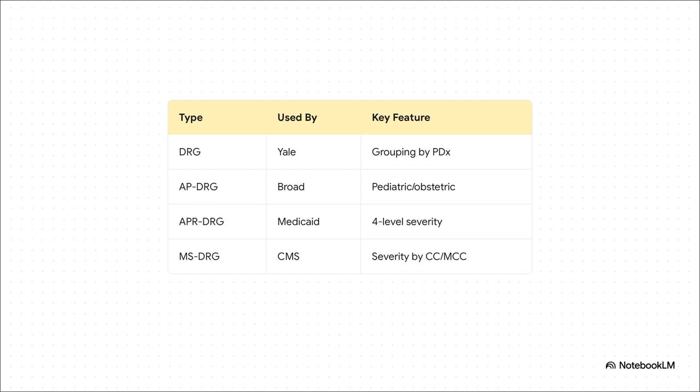It started way back in the 1980s over at Yale University with the original DRG, which really just did some basic early grouping by the principal diagnosis. Then we got the AP-DRG, which brought in some broader pediatric and obstetric refinements, followed by the APR-DRG used by Medicaid, which introduced a cool 4-level severity scale. But the real game changer for Medicare, the one that completely revolutionized hospital billing, happened in fiscal year 2008. That's when CMS rolled out the MS-DRG, or Medicare Severity DRG. This modern engine actually differentiates payment based on the specific severity of a patient's comorbidities.